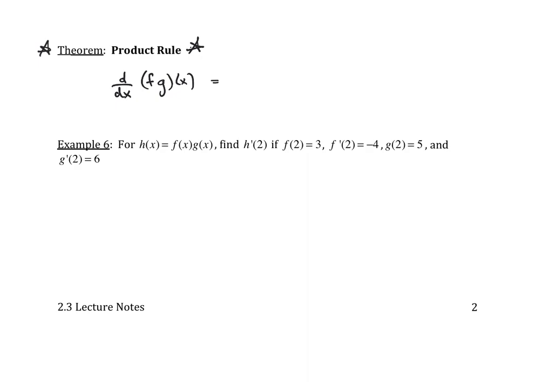Watch closely. You're going to take the derivative of the first function, f prime of x, multiply by the second function, g of x. You're going to add, now you're going to take the derivative of the second function, g prime of x, and then you're going to multiply by the first function, f of x. And this whole thing here is something called the product rule.